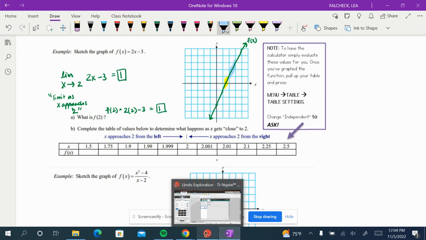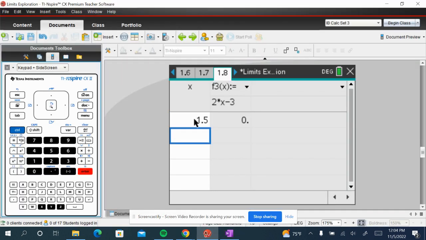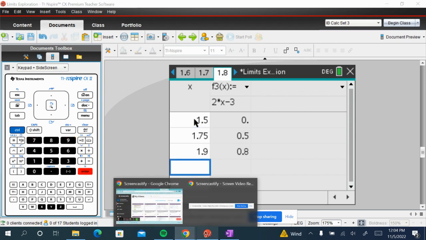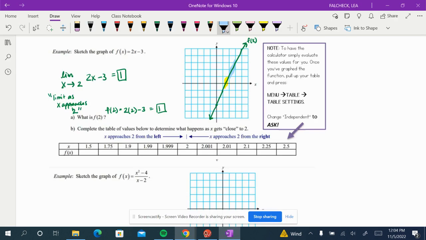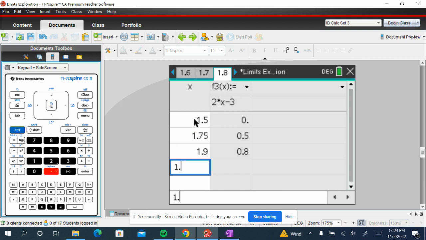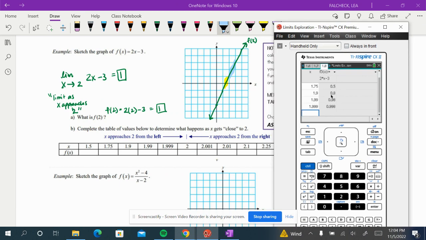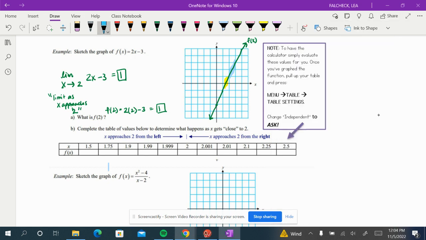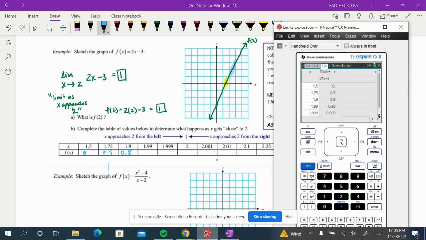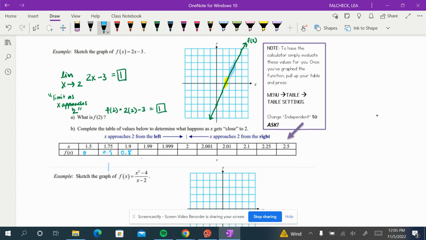So we've got 1.5, 1.75, 1.9, and then I think it just gets increasingly close to 1.99, 1.999. Okay. So we've got all these great things here, and we can go ahead and put them in our table. So 0, 0.5, 0.8, 0.98, 0.998.